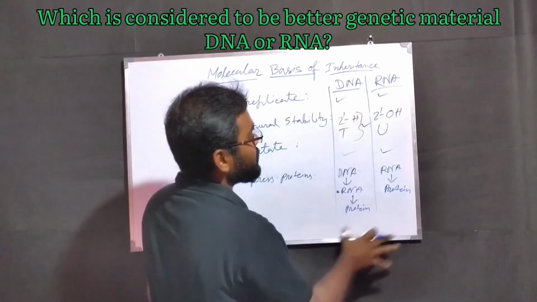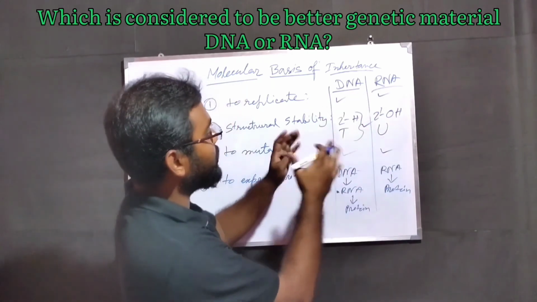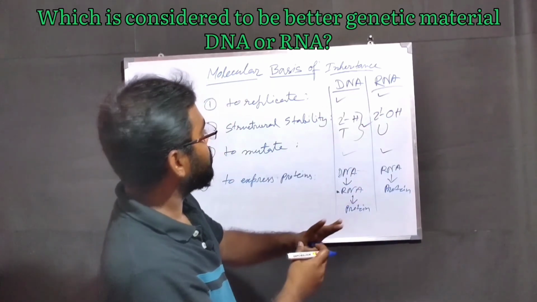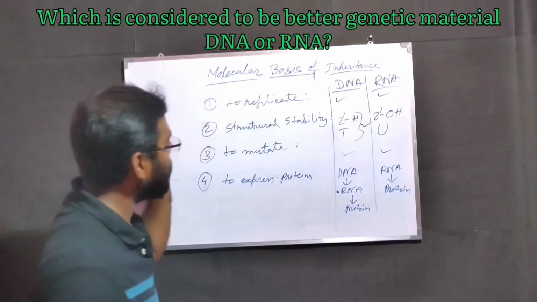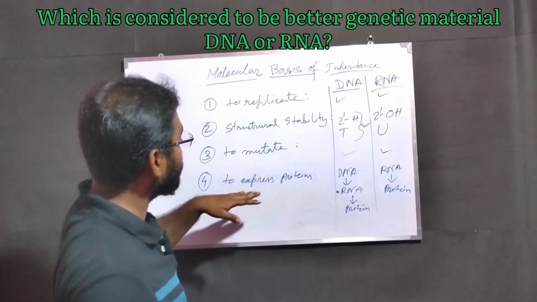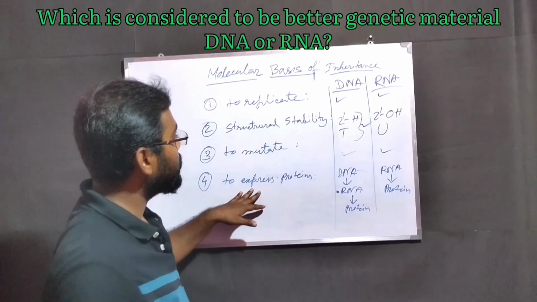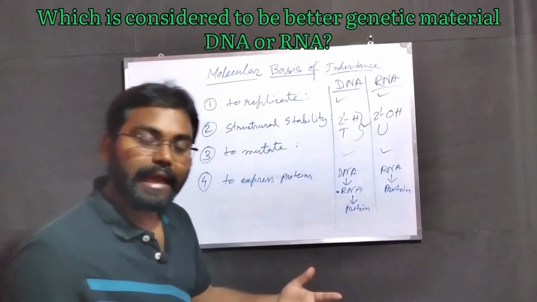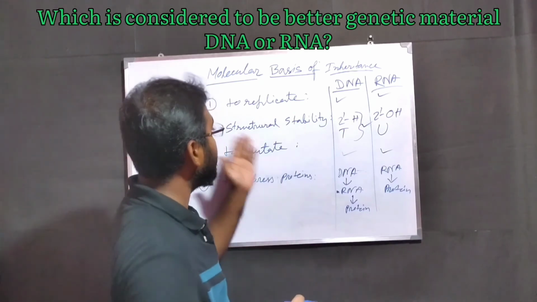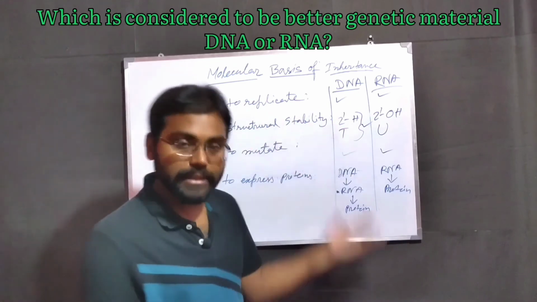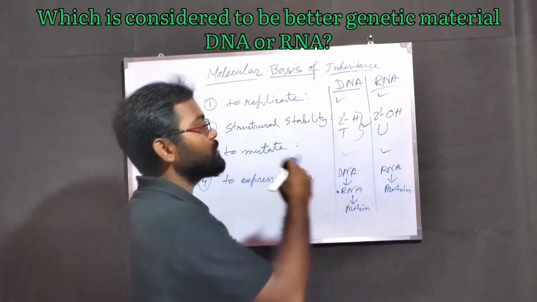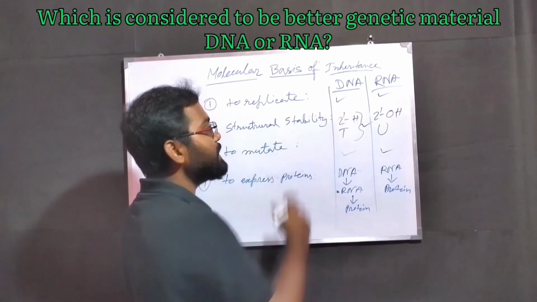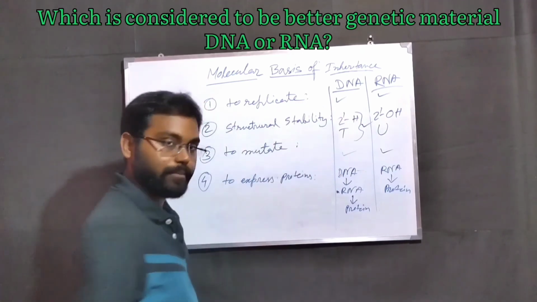So from this chart, we see that both can replicate, both can mutate, both can express. So both can be genetic material. But as DNA is more stable than RNA, we can say that DNA is the better genetic material.